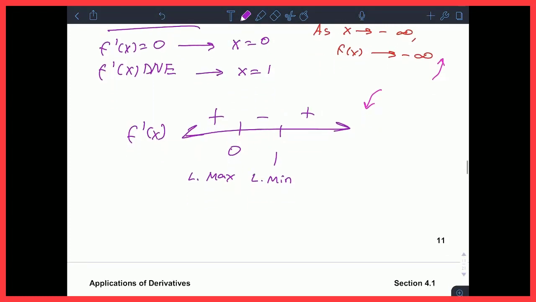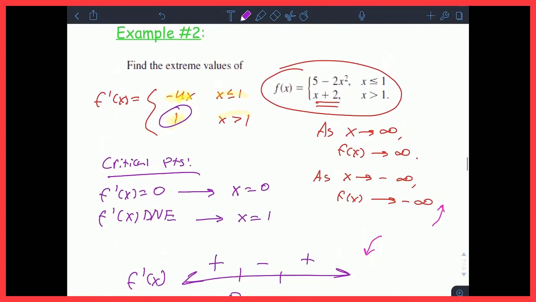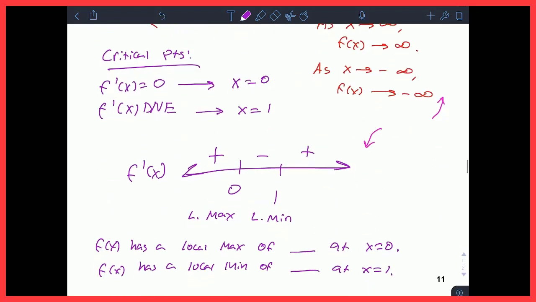Let's summarize. So f of x has a local max of blank at x equals 0. I'll go find that blank in a moment. And f of x has a local min of blank at x equals 1. Well, to find the blank values, I just have to go plug the x's into the original. So let's start with 0. Here's the original. So let's plug a 0 in. So 0 is going to be plugged in this one. I'm just going to get 5 minus 0, which is 5.